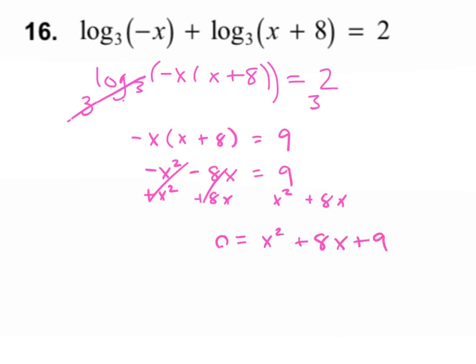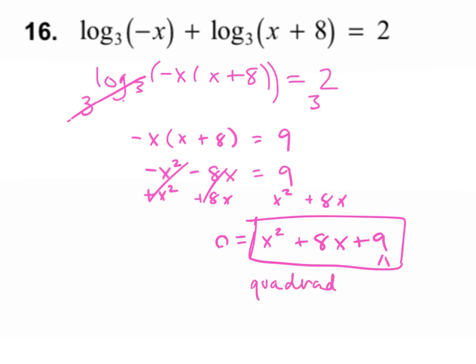Do I have two factors of 9 that add to 8? No. So this one you'd have to use the quadratic from here. So you won't have any like that on the quiz, again, so don't worry about it. You don't have to factor it from here. So since we don't have two factors of 9, you would use the quadratic formula. But you won't have any like that on the quiz, so don't worry about it. Any questions?